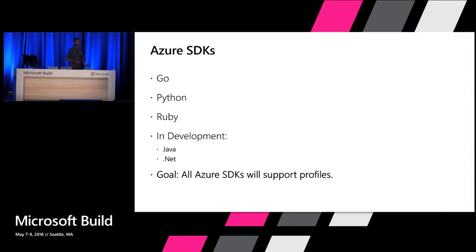Now we have the Azure SDKs. Again, Azure SDK, not Azure Stack SDK. We're updating every Azure SDK to make sure they support profiles and are compatible with Azure Stack. Right now, we've got preview versions of the Go SDK, the Python SDK, and the Ruby SDK. The Ruby SDK is itself in preview, so expect some breaking changes. In development, we have the Java and .NET SDKs that will be coming at a later time.